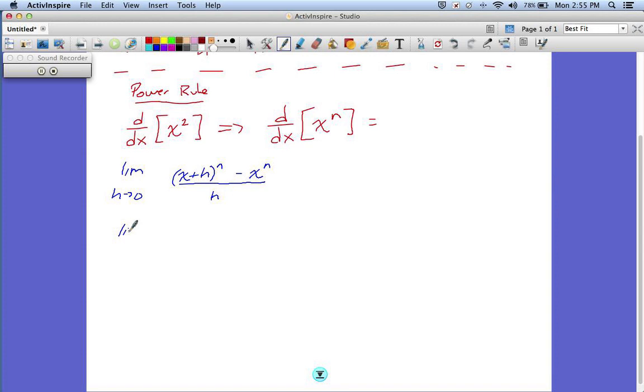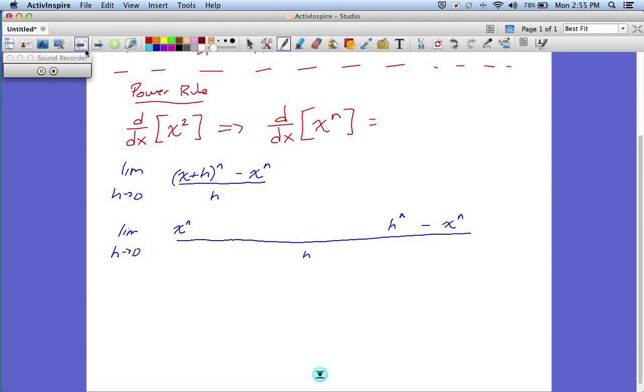Now this is where this one gets a little bit hairy. X plus h to the n. Well, we know that starts with x to the n. We know it ends with h to the n. And we know we have to subtract x to the n. And that is all over h.